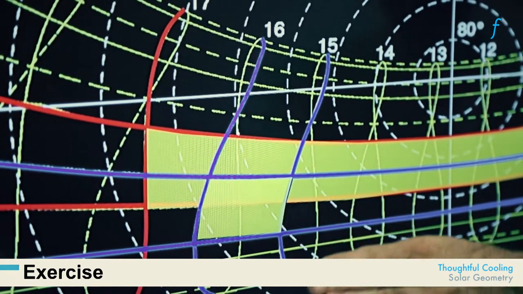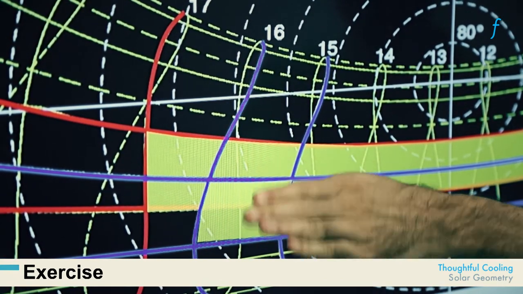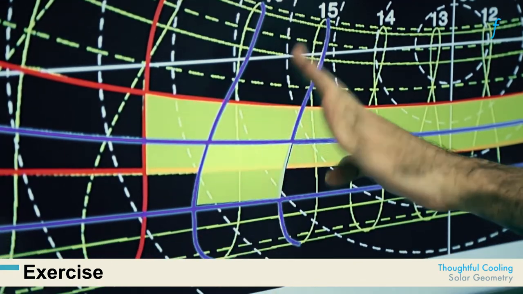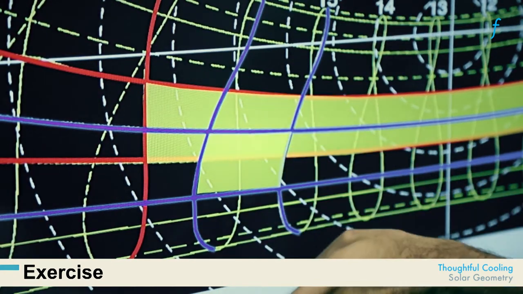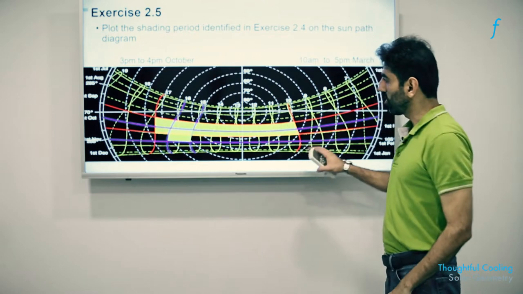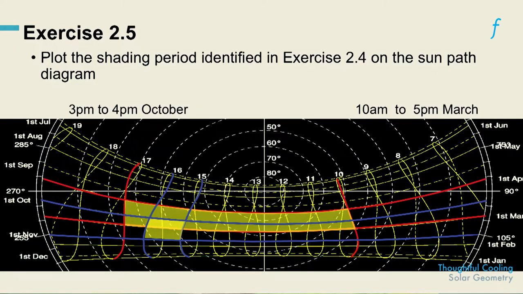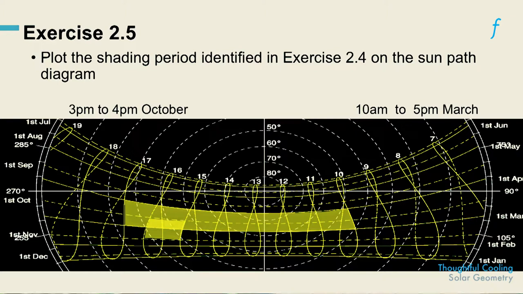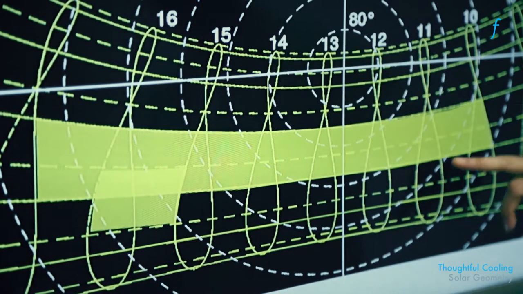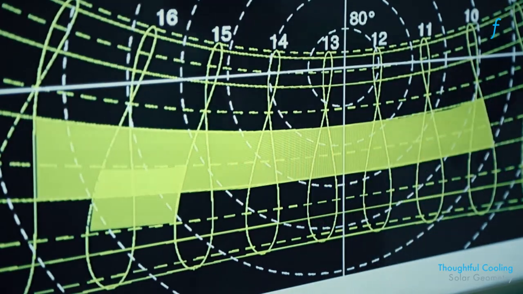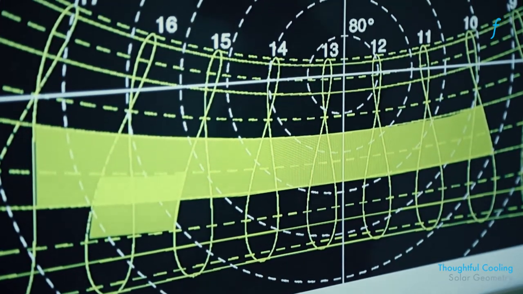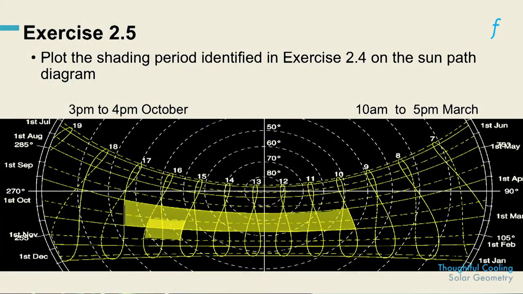This also indicates that I need some shading in the western hemisphere, or the western side of the building, during these hours. I can now design a shading system which addresses the complete shading requirements for this specific building, and let's see how one goes about doing that. That is the shape that I need to address, and it already gives me some clues with respect to the angles that I need to address and how broad the shading device needs to be for this purpose.